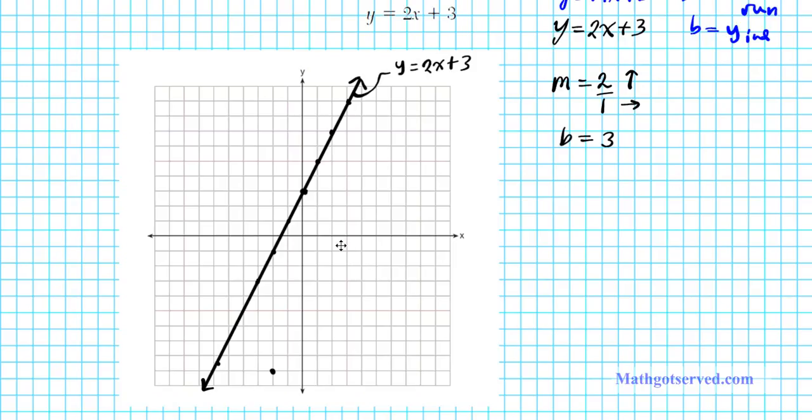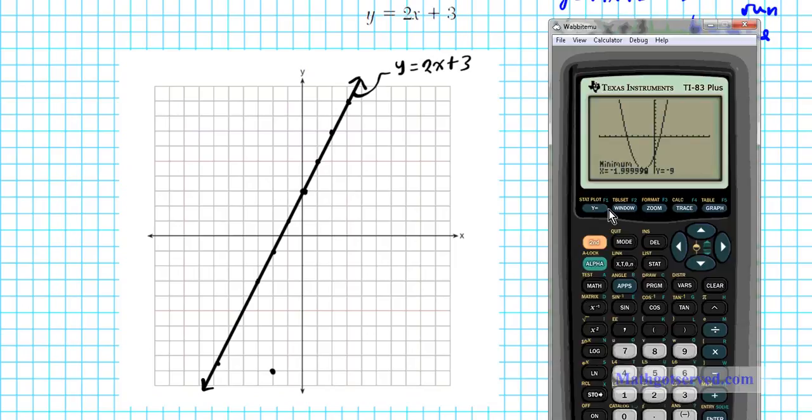Now, the next set of points we want to draw are the points where the graph intersects the line. So how do we figure that out? Well, we have to graph the line also. The line is 2x plus 3. 2x plus 3. Enter. Let's go ahead and graph it.